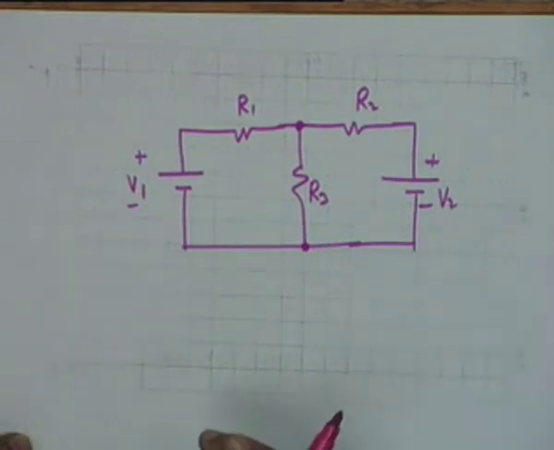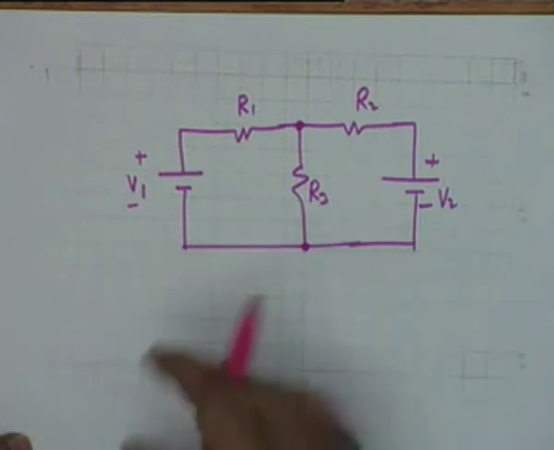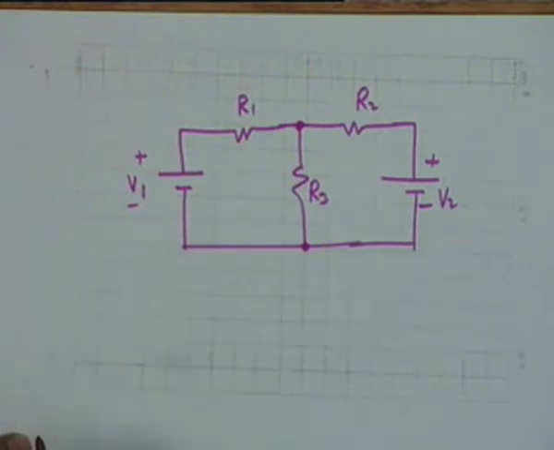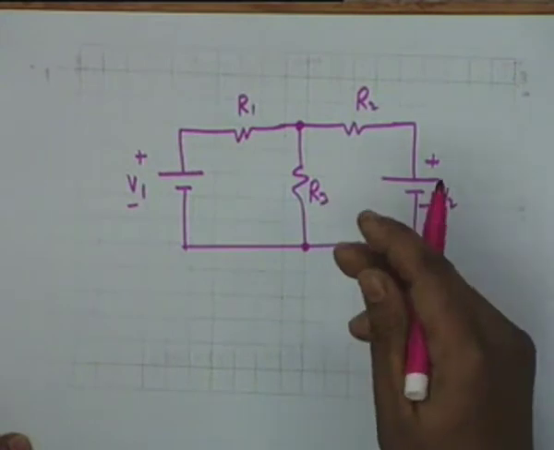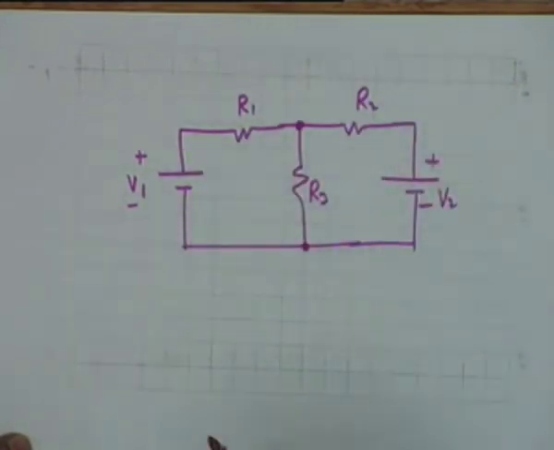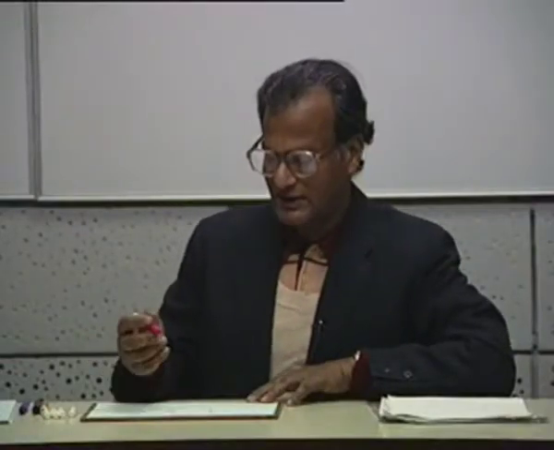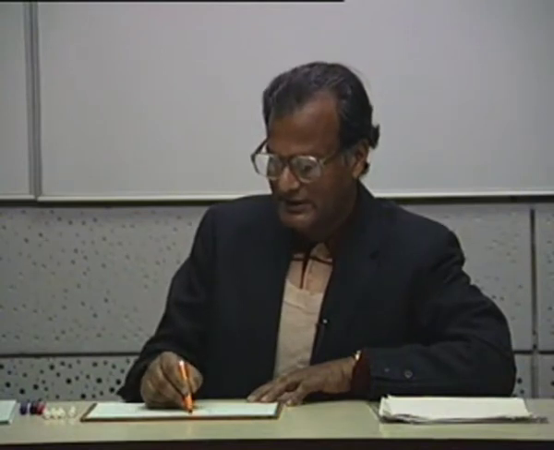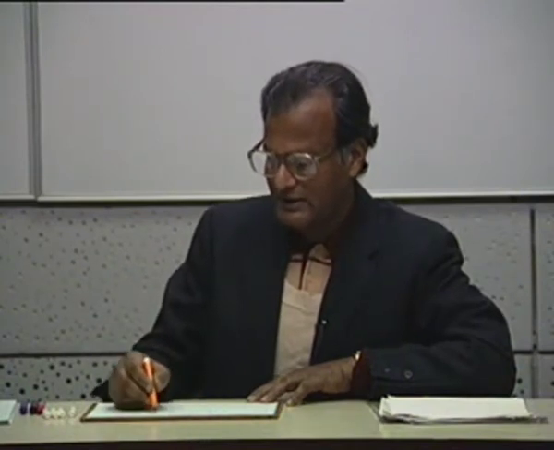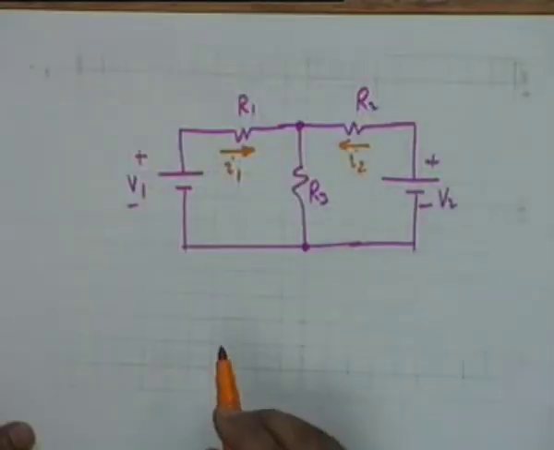We will also consider only linear elements. Non-linear elements we will bring in later. With these two presumptions, we want to find out everything about this circuit, that is all the currents and all the voltages. There are several methods for solving this, and I will illustrate them one by one. One of them is that you arbitrarily assign two currents, let us say I1 and I2, coming out from the two sources.